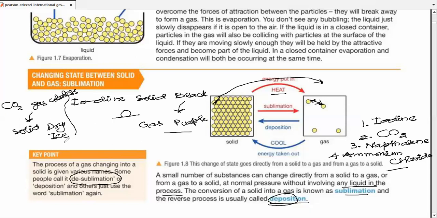Now, this dry ice... Doesn't dry ice constantly emit gas? Come again, please. Never mind.